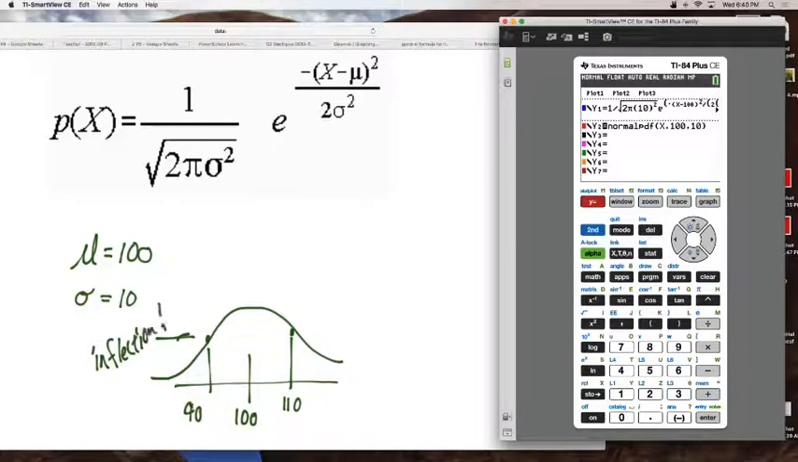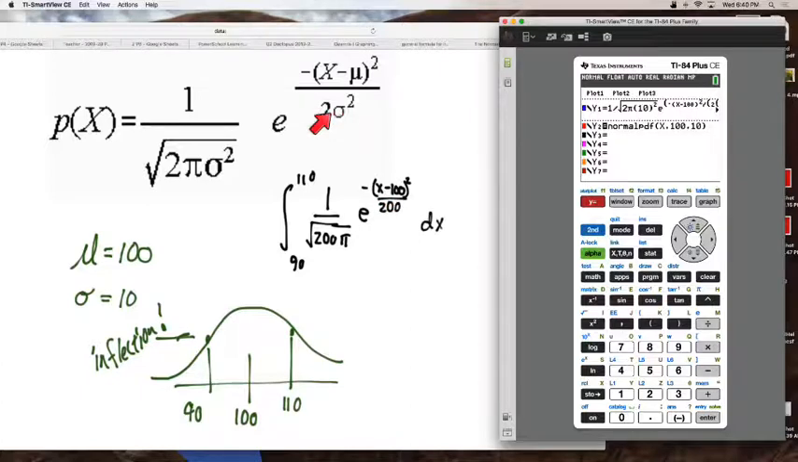Anyway, suppose I wanted to know the area within one standard deviation of the mean. All I'd have to do is integrate from 90 to 100. Oops, there's a typo. That should have been to 110. 90 to 110 of the function where I put in 10 for sigma, square it, multiply by 2, that's where I get the 200 pi. We're going to take e to the negative x minus 100, that's the mean, squared, all over 200, which is 2 times the standard deviation squared, dx. Again, this is not a fun integral just because of the squared variable in the e to the x. It's doable, but we don't have to.